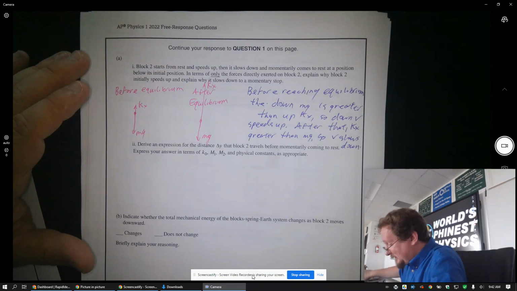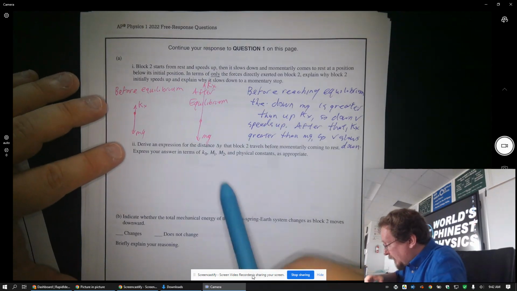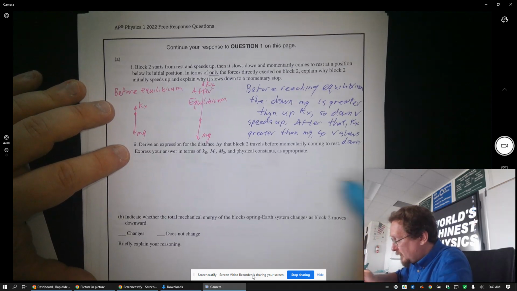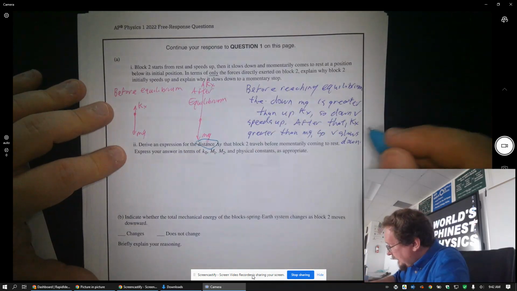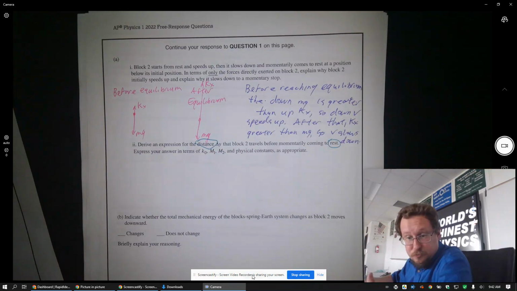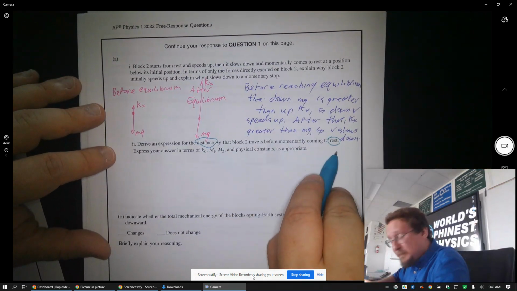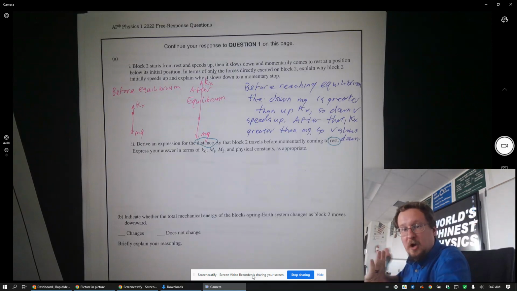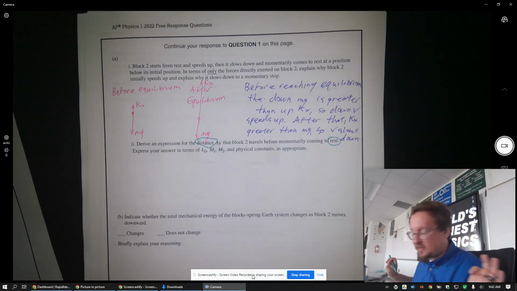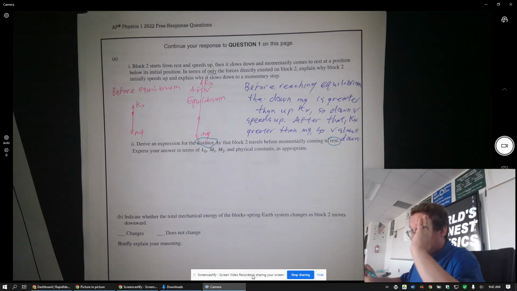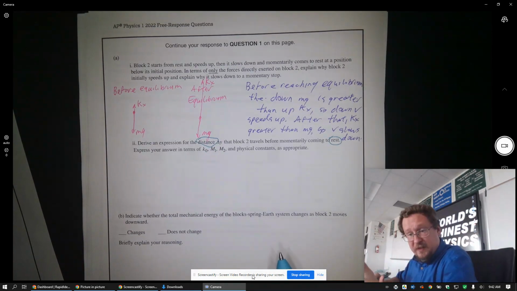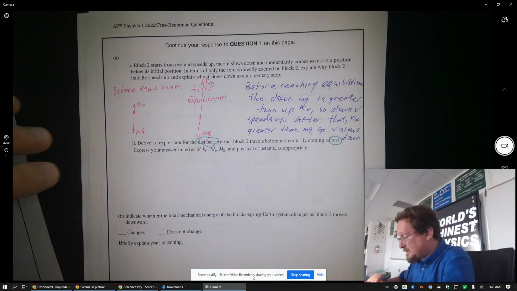Derive an expression for the distance, delta y, that block two travels before momentarily coming to rest. Okay, so the key markers here are distance and a speed, which is rest. To relate distance and speed, we use energy. This is how I know it's energy time, because you're not saying anything about time or force or acceleration. If it's just a distance and a speed, the distance is in the potential energy and the speed's in the kinetic energy.